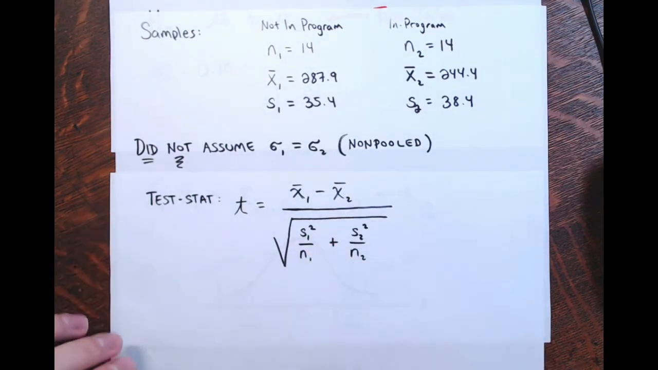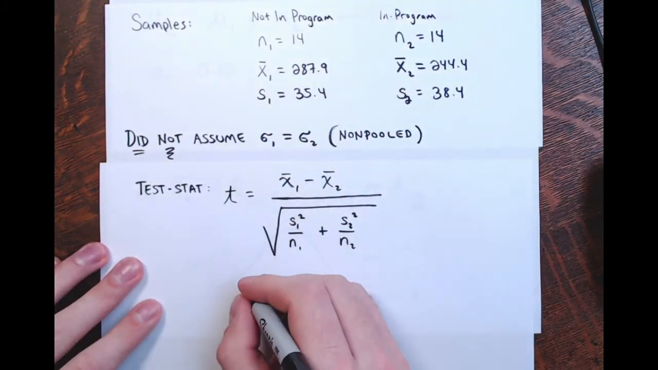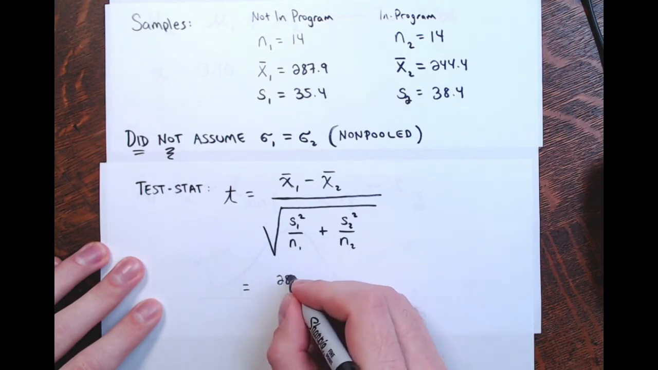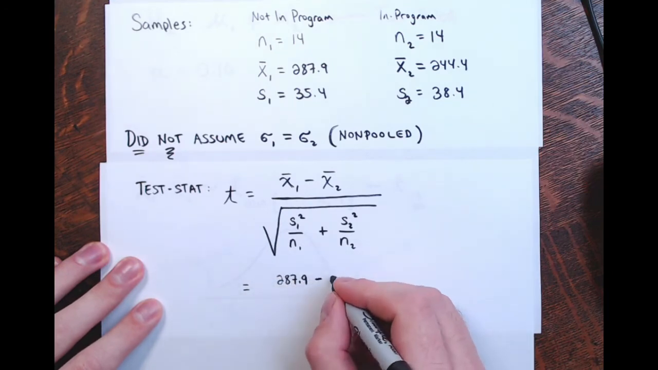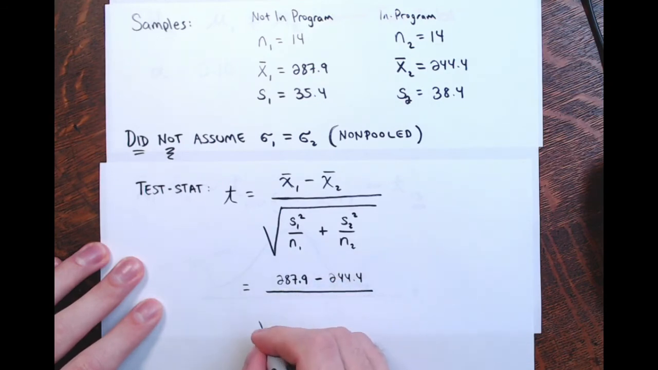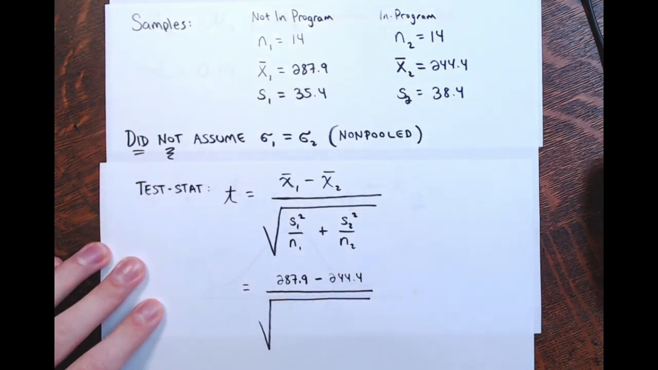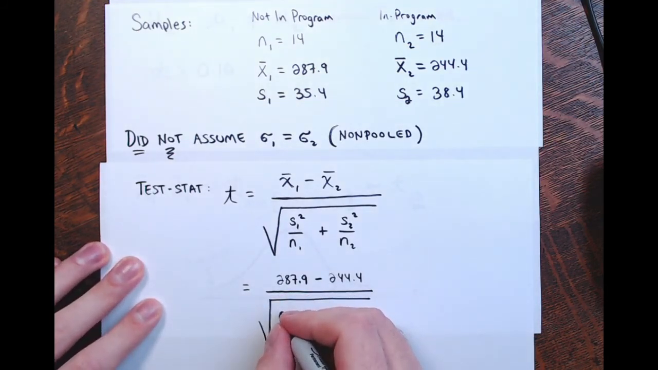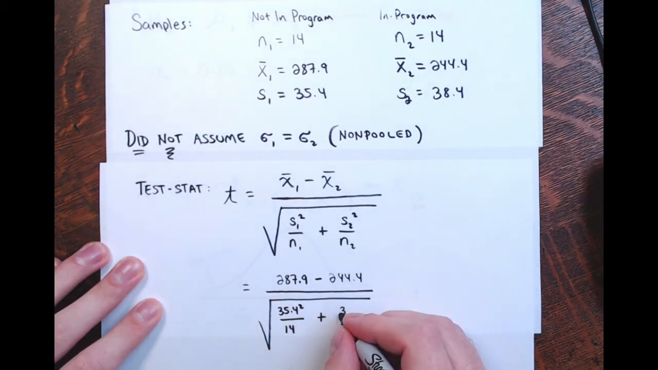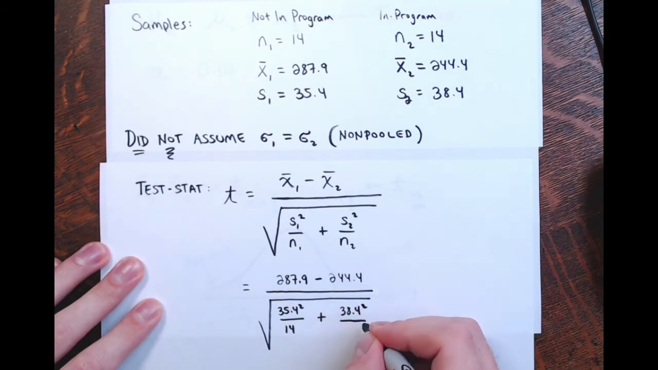All right, so we fill all those numbers in. We were given all these numbers in the samples above. In the numerator, I've got the difference in our sample means, 287.9 minus 244.4, divided by a big square root, and then the first sample variance, 35.4 squared, divided by the first sample size, 14, plus the second sample variance, 38.4 squared, divided by the second sample size, also 14.